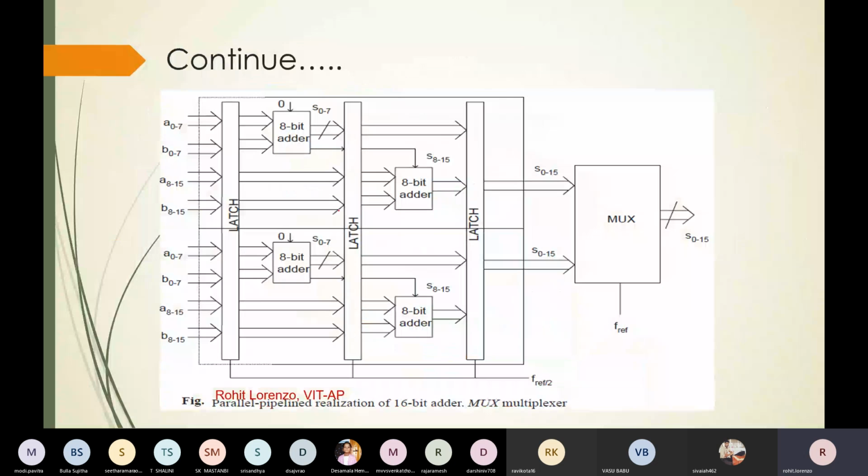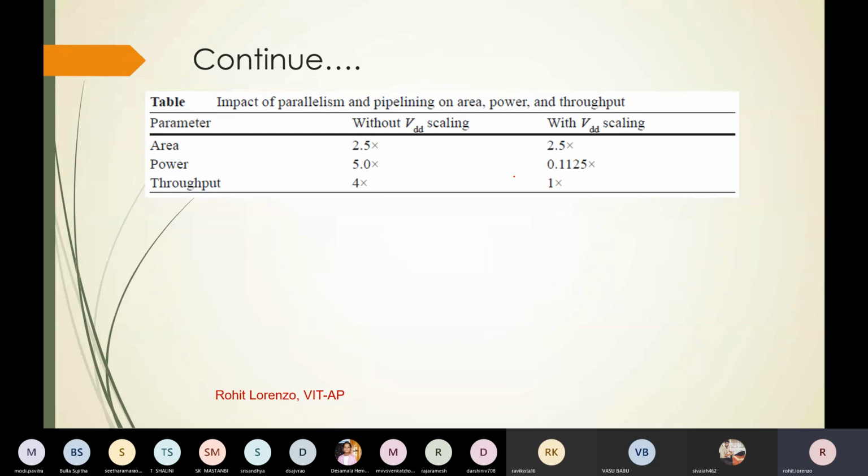They have combined both: this is the pipeline structure, and again this is in parallel. Block-wise they minimize the supply voltages and the frequency. By scaling down the frequencies and supply voltage block-wise, we can minimize the power dissipation. This is the impact of parallelism and pipelining. The area is this, the power is minimized by this compared to X, and the throughput is this. These are the advantages we can achieve if we combine both pipelining and parallelism. I hope this is clear.